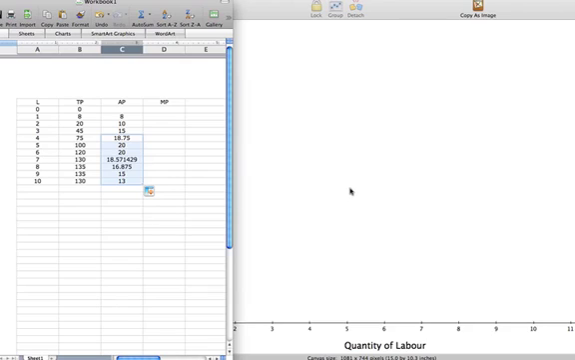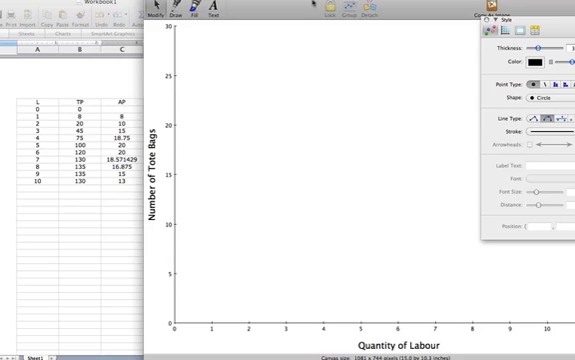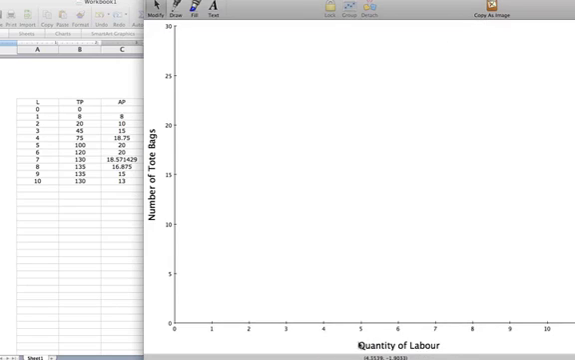We can graph these points on a graph where the quantity of labor is on the horizontal axis and the number of tote bags is on the vertical axis. We simply put a dot where the quantity of labor is 1 and the number of tote bags is 8. We put a dot when we have 2 units of labor and 10 tote bags. When we have 3 units of labor, we have 15 tote bags.